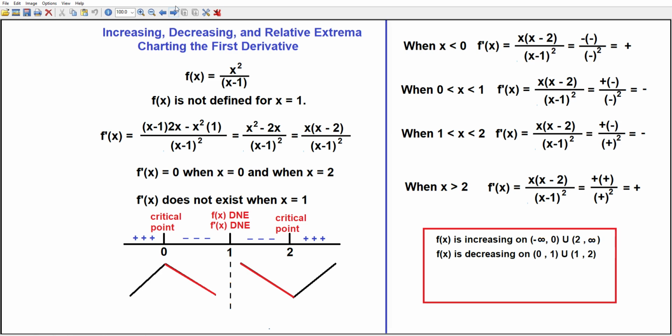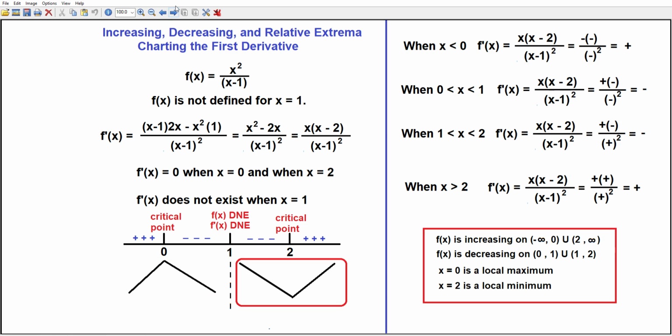Notice that it is incorrect to say that the function is decreasing between 0 and 2 because the function is not defined at 1. So you have to break the interval so that we're only talking about places where the function is defined. Okay, now what we want to know is what sort of extrema have we got? So we look at x equals 0, and we can see that we go up to the left and down to the right, which makes it a local maximum. And then we look at x equals 2, and we see that we go down from the left and up from the right, which makes it a local minimum.